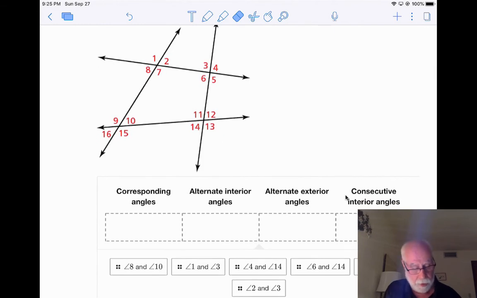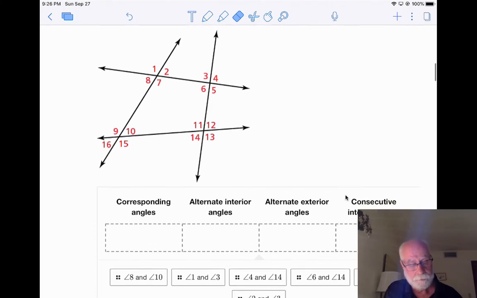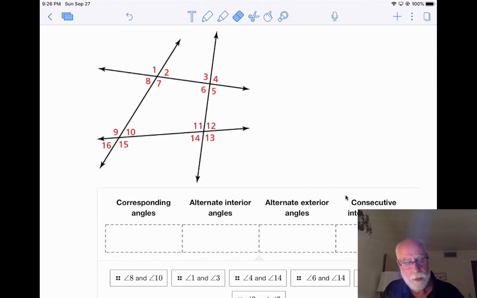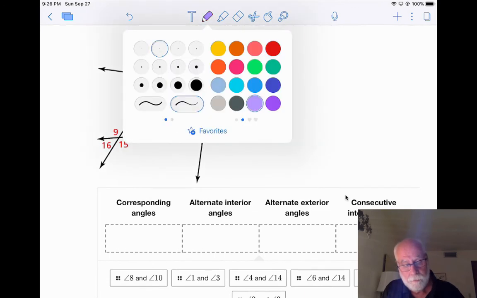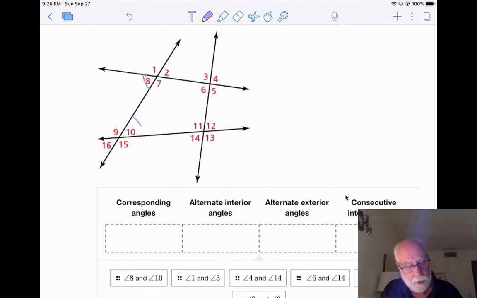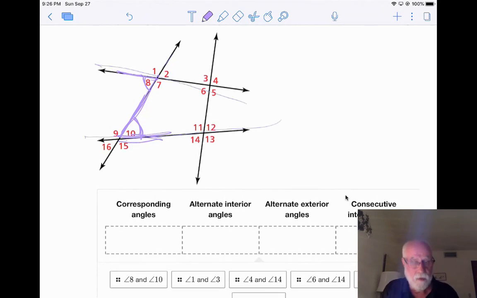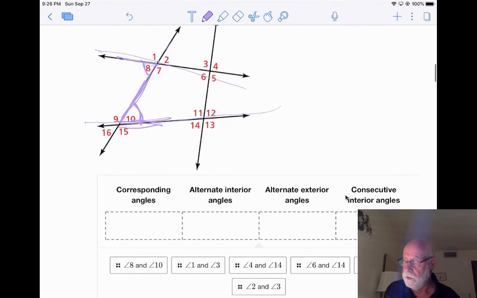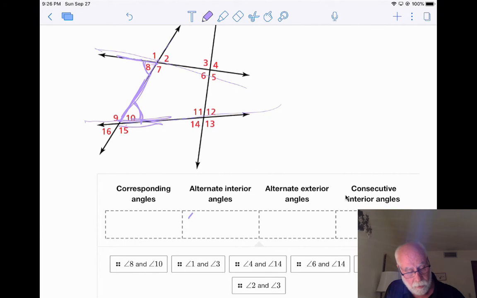So these are the ones that we're going to be probably dragging and dropping there. So 8 and 10. So here's 8. And here's 10. So this would make this look like a Z shape. And it's on the inside of the two other lines. Since it's on the inside of those, that would make them alternate interior angles. So we'd probably drag and drop 8 and 10 here.